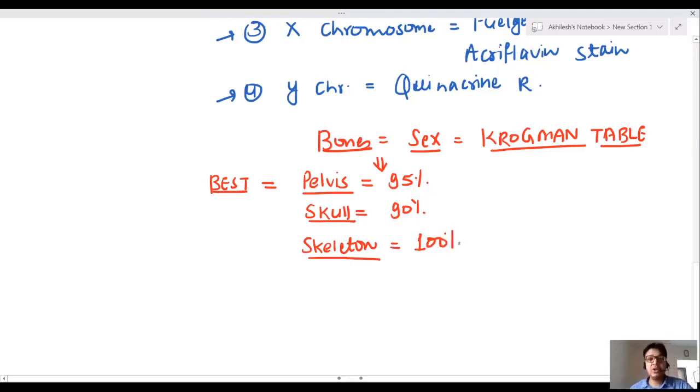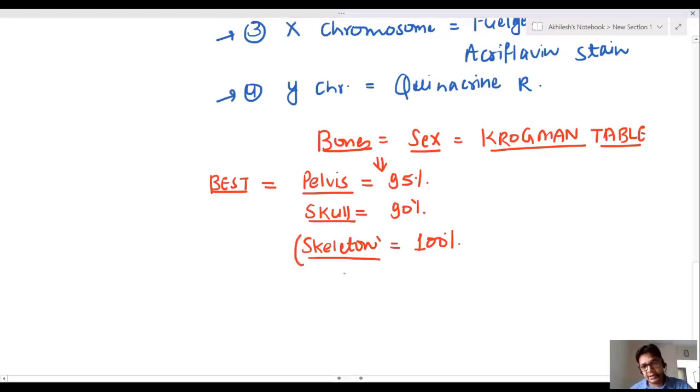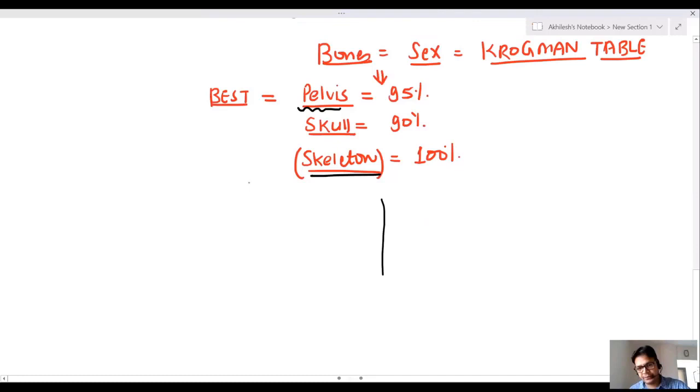So see the options very carefully. If skeleton is given in the options, just pick skeleton. But if skeleton is not given in the options, then pick pelvis. Complete skeleton, 100% of cases. Now, how to differentiate bones of male and female? This is known as the Krogman table. Pelvis is the single best bone, and complete skeleton is the best thing to differentiate male and female.